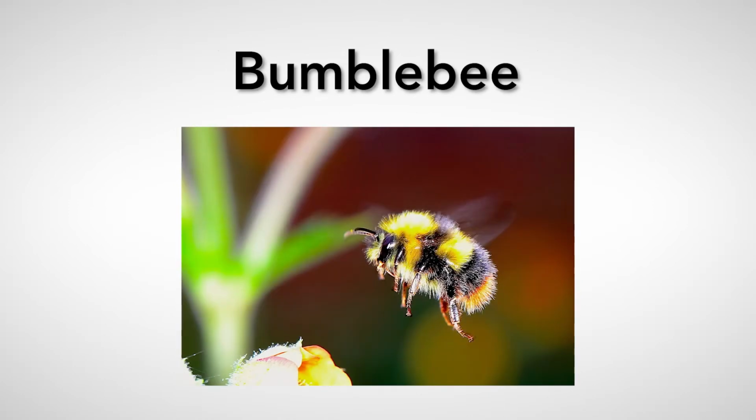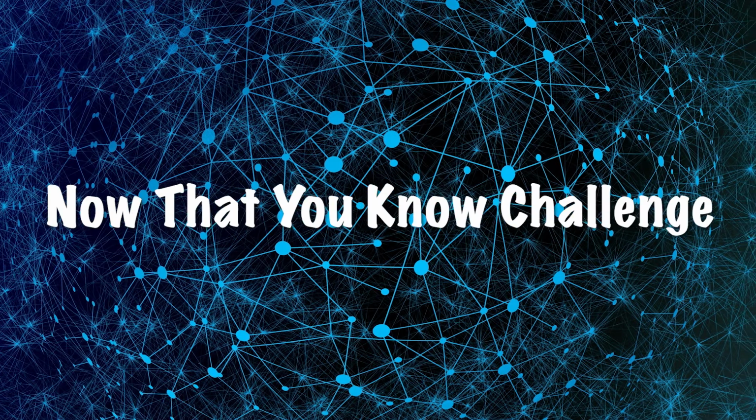Remember, bumblebees are round and fluffy in appearance. Their round and fluffy appearance helps them collect even more pollen on their back legs, called pollen baskets. How do you think bumblebees' pollen baskets help them pollinate, which means carry pollen from one plant to another? Now that you know, challenge time.